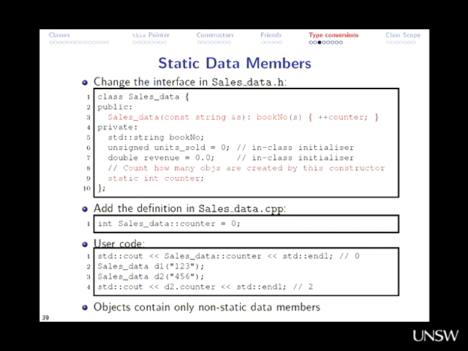Static data members are rarely used, but they are used when you might want something that's constant across all instances of the class. So you particularly might use some sort of static thing if you had a version number.